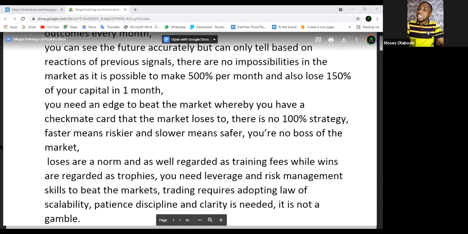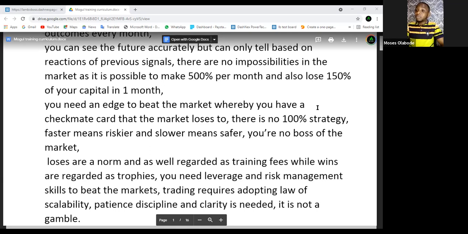And there's no 100% strategy. Even what I'm teaching you, I still make losses once in a while. And what causes the losses? Maybe I enter the market at the wrong area, or I was impatient and the market went against me, or I traded against the trend, and most of the time it could actually eat the stops. So there's no 100% strategy.